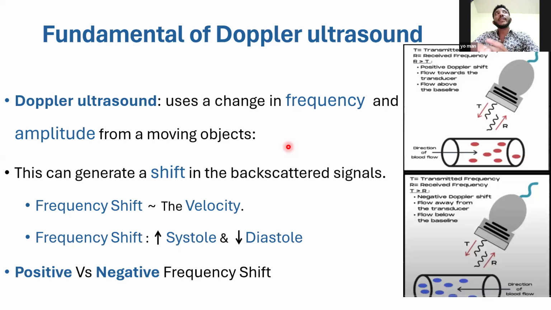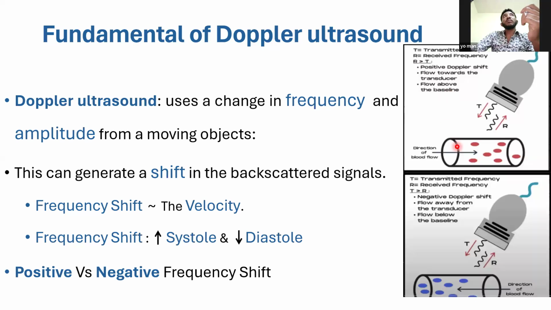We have two types of frequency shift: positive frequency shift and negative frequency shift. As you can see here, when the transducer transmits a wave, if the direction of blood flow is away from the transducer, there will be a negative frequency shift. But if there is flow towards the transducer, there will be a positive Doppler shift. What does it mean? The received frequency is greater than the transmitted frequency.